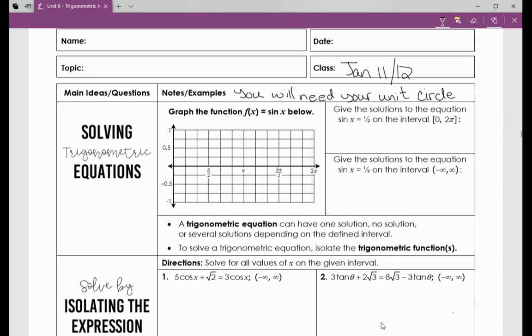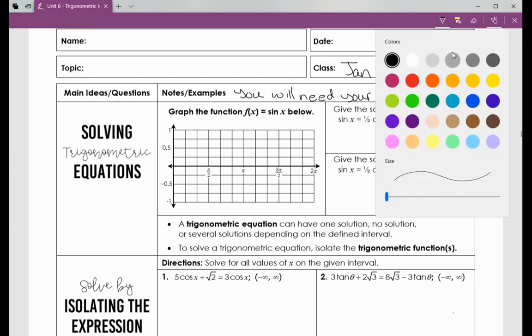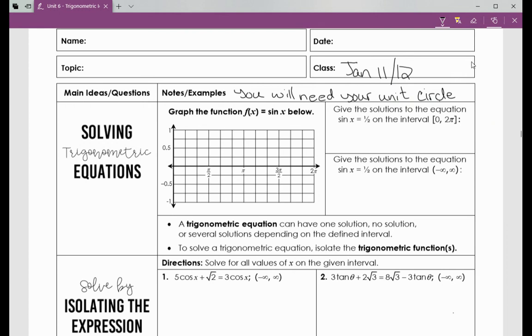All right, so today we're going to do the first part of solving trig equations, which off your packet will get us from problems 1 through problem 14. You will need your unit circle, so please make sure that you do have your unit circle with you.